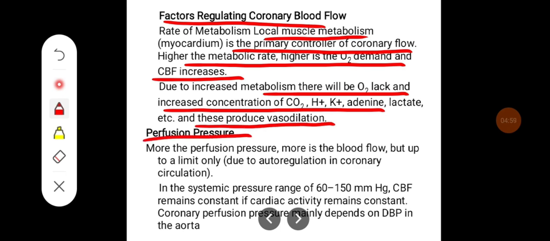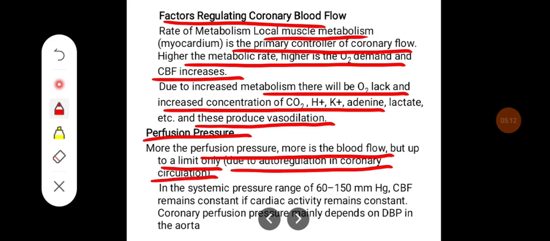Perfusion pressure: the more the perfusion pressure, the more the blood flow. But it is up to a limit only. This occurs due to the autoregulation in coronary circulation. In the systemic pressure, which ranges between 60 to 150 mm of mercury, the coronary blood flow remains constant if coronary activity remains constant. Coronary perfusion pressure mainly depends on diastolic blood pressure in the aorta.